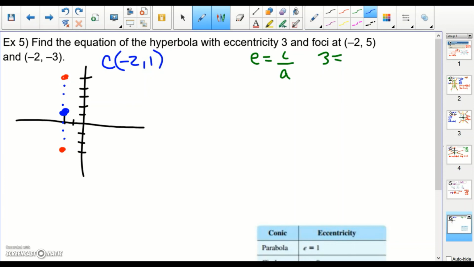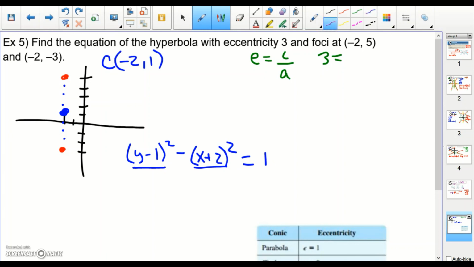Okay, so I know that my hyperbola is oriented in the y direction, so that means the y part's going to be first. It's going to be y minus 1 squared over something minus x plus 2 squared over something equals 1. So I don't have that over something. I need the a and the b value.